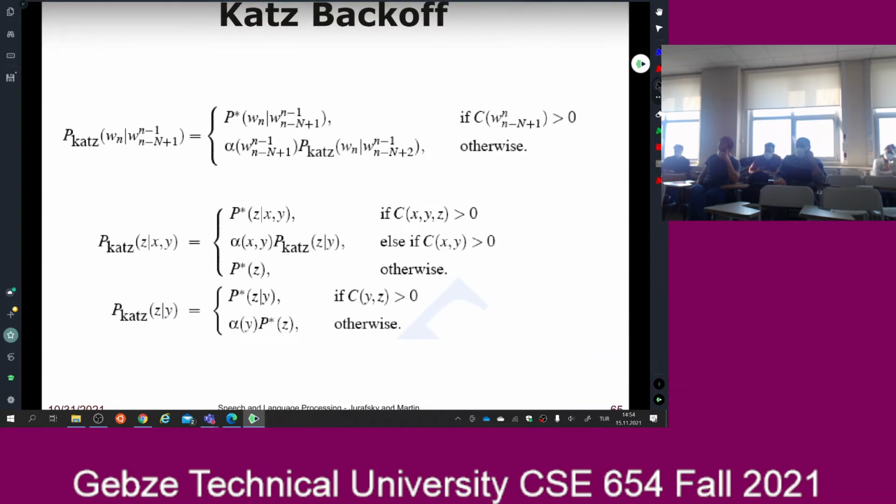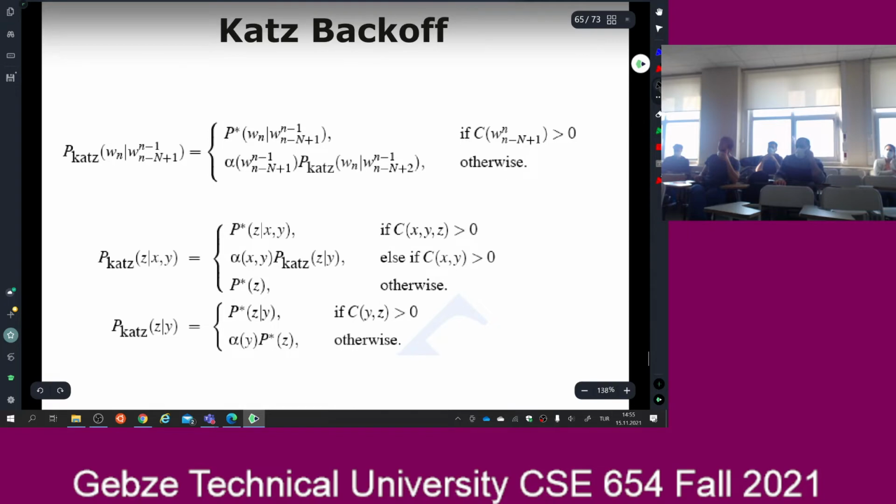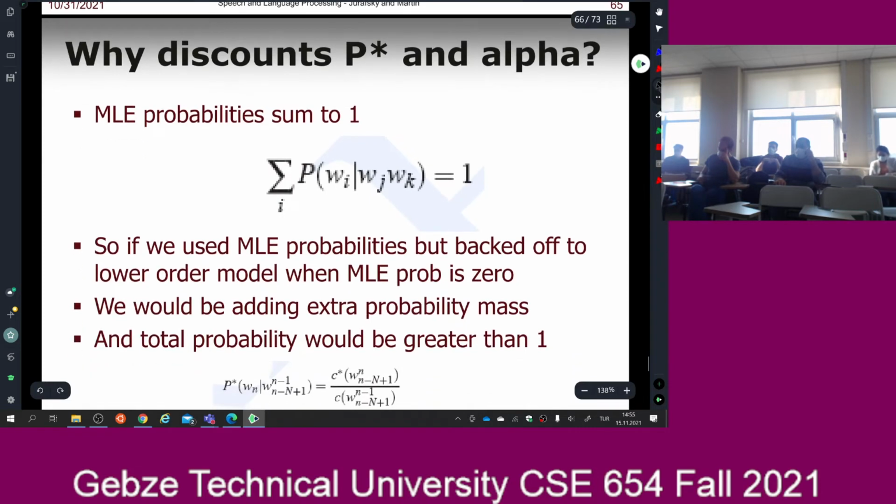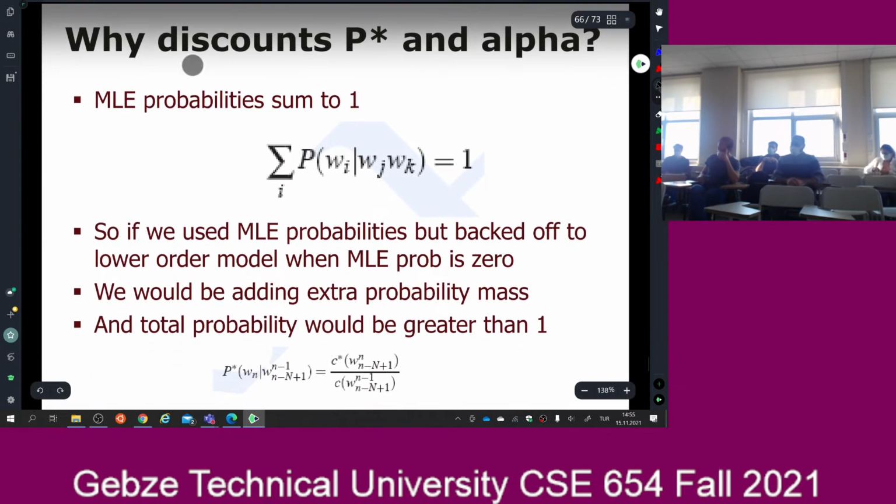Other types of backoff strategies, like what is the backoff again? Use trigram. If it doesn't happen, use a bigram or a unigram. There are many ways of doing this. This is Katz's backoff, I will not talk about it. I don't have time. This is getting more and more detailed, so I'm going to skip it. And the discounts, p star and alpha.